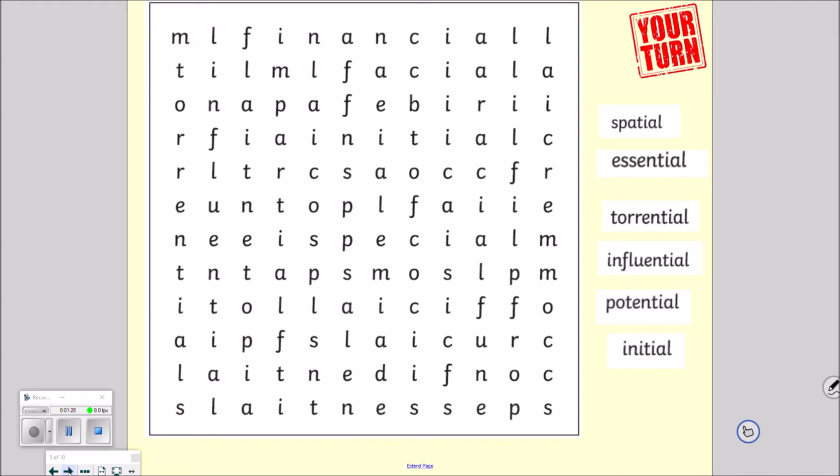Right, here we go. We're now going to be having a go at a word search, which is quite challenging actually, because you don't actually have it in front of you. However, word searches have again been proven to help with spelling because it will help reinforce the spellings in your mind. So you might want to pause the screen now and have a go at trying to find spatial, essential, torrential, influential, potential and initial. Off you go, guys.